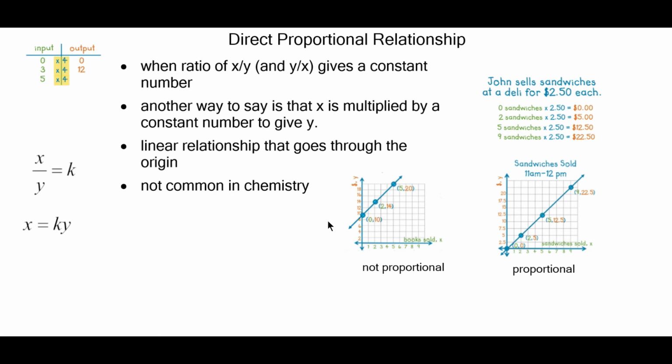So we have a positive or a direct relationship here, but this one is proportional because it goes through the 0, and you can see that I take 0 sandwiches times 250, that's going to give me 0. I take 2 sandwiches and multiply it by 250, that's going to give me 5, etc. So I get my straight line, I get my equation, and my line goes through the origin.